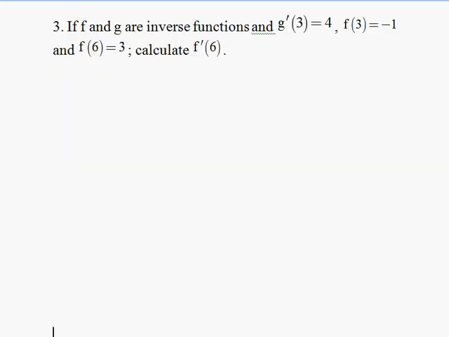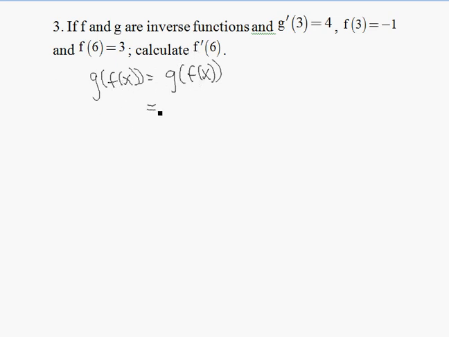Okay, here's a classic AP exam problem. You're given a function f and g that are inverses, and you're looking to find f prime of 6. So we know g prime of 3, we know f of 3, and we know f of 6. So we need to know f prime of 6. So in this case, the original function is g, and f is the inverse. So the reason I say it that way is because now I want to write it as g of f of x is equal to x. Because I want to end up taking the derivative of f, I want to solve for that.